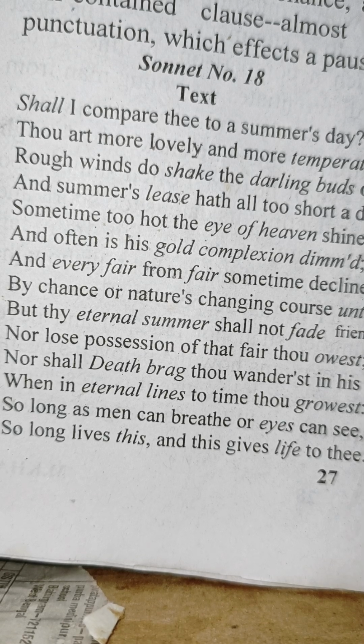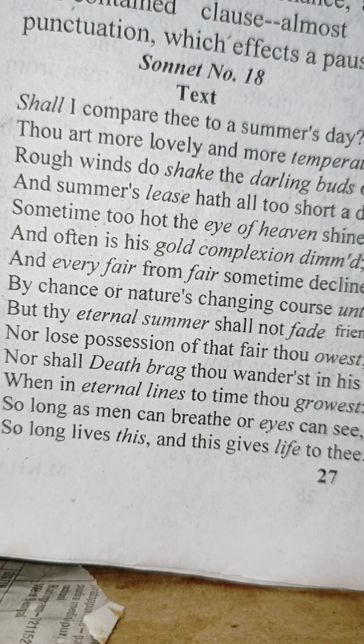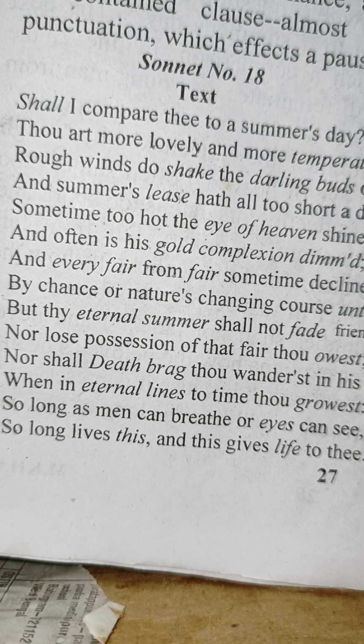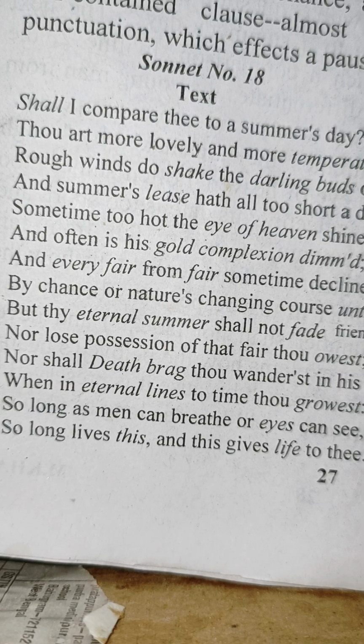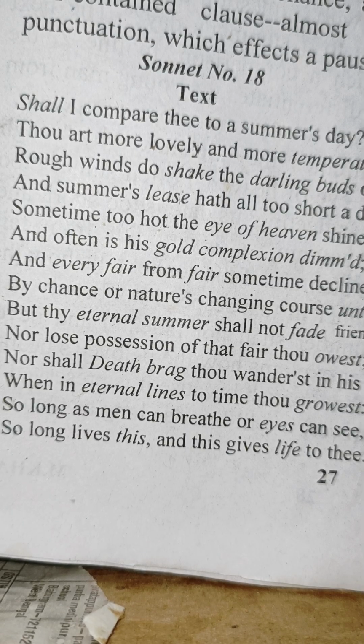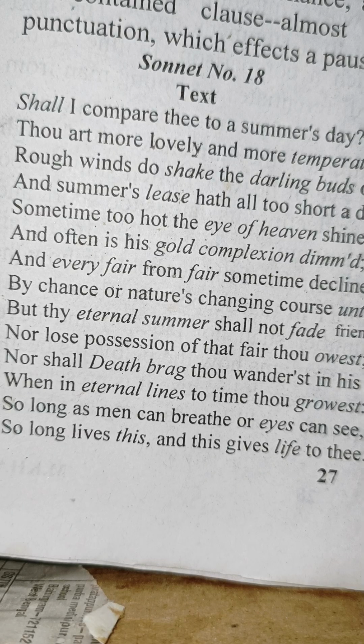Why? Because a summer's day undergoes many changes, many vicissitudes. Now the poet points out what changes he notices. Rough winds do shake the darling buds of May. In the summer's day, beautiful flowers bloom in May, but sometimes the violent storm, the rough winds, come and snatch away, take away the beautiful flowers of May.